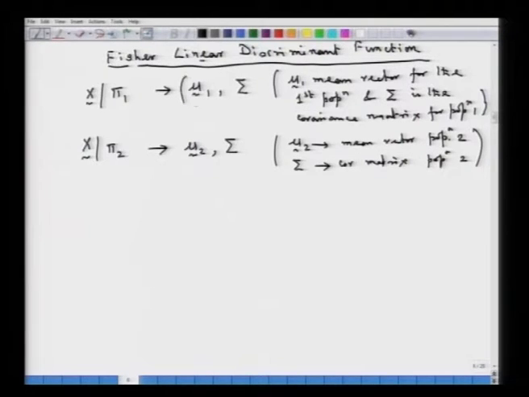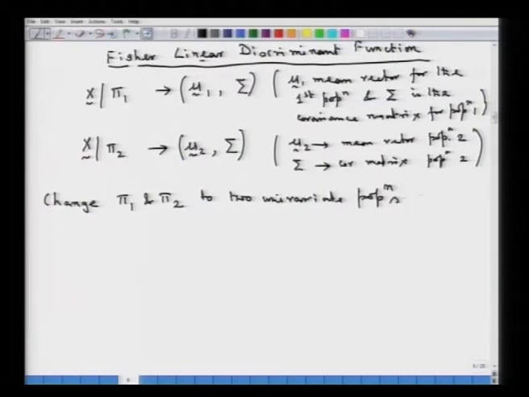Now, these are the characteristics of the two populations. The difference between the two populations is in their mean vectors. Now, we make the following change: we linearize this population. We change pi 1 and pi 2 to univariate populations by changing x to L prime x. The point is to determine this L vector such that the discrimination is best possible.